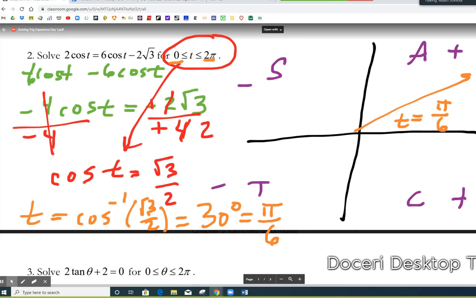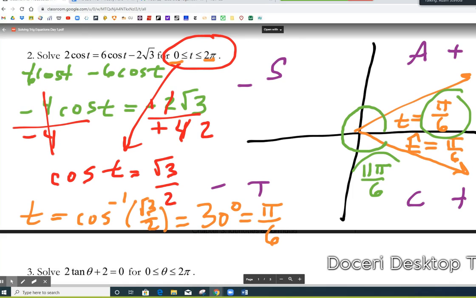Now there's another solution, which is in quadrant 4, where the reference angle is also pi/6, but it has to be between 0 and 2 pi, and in quadrant 4, so it's going to be 330 degrees, or 2 pi minus pi/6, which would be 11 pi/6. So you've got the angle in quadrant 1 and the angle in quadrant 4, both quadrants where cosine is positive, and both those angles have reference angles of 30 degrees. So those are our two answers, 11 pi/6 and pi/6.